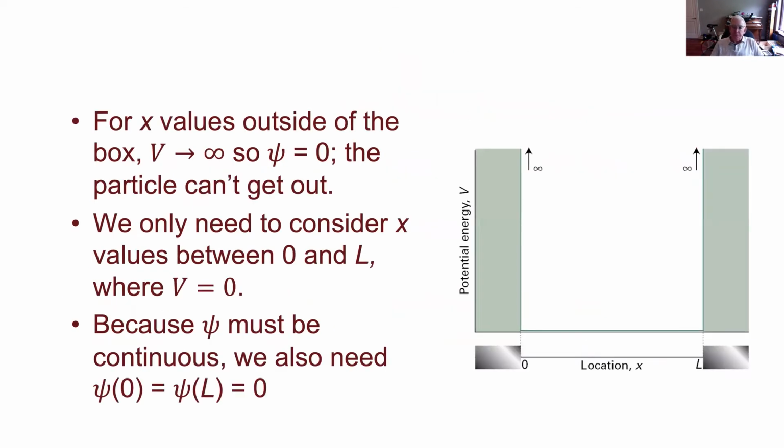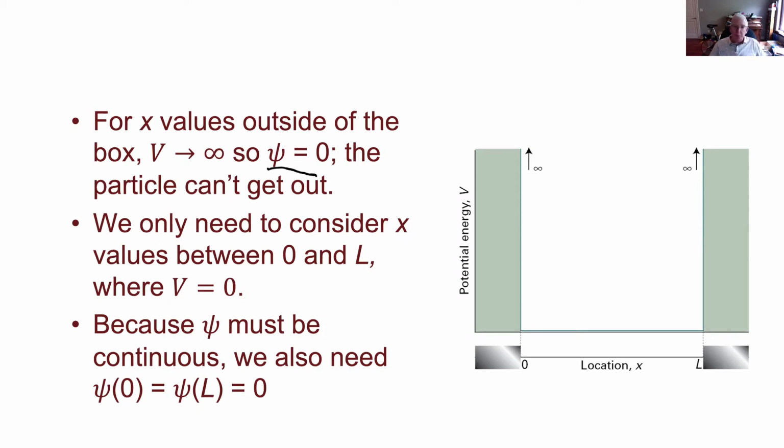So here is my potential energy diagram again. Remember that the potential energy goes to infinity for anything that's outside of the box. When that happens, that means the particle is not allowed out there. And that means that in those regions outside the box, starting in the green territory there, I need to have the wave function go to 0, right?